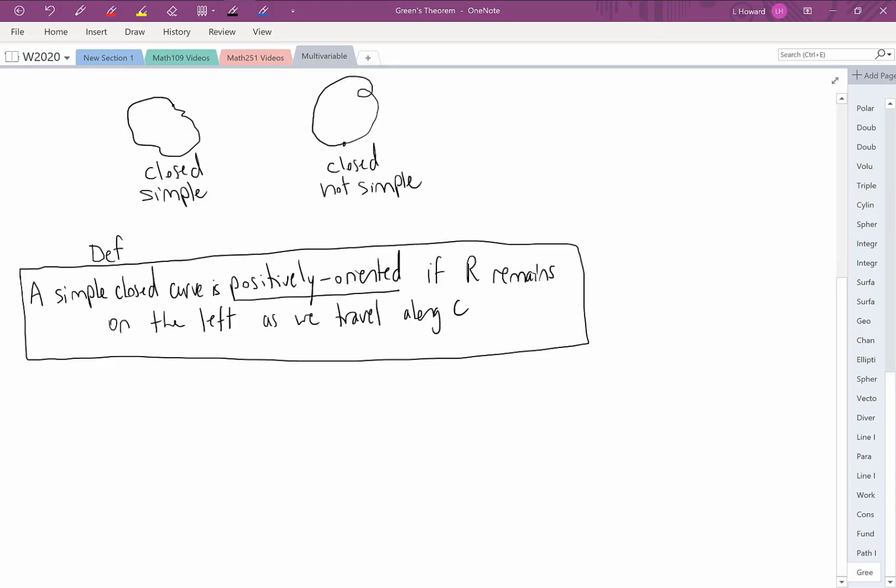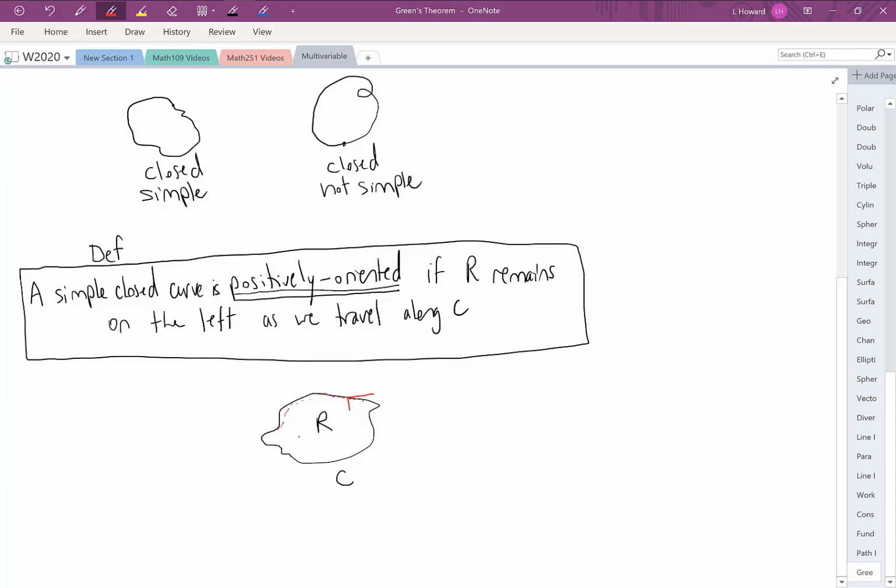One final definition around curves, we say that a simple closed curve is positively oriented if the region R remains on the left as we travel along our curve C. So let's draw a picture to understand that. So let's say here's our curve, which we'll call C. R is the region that's enclosed by the curve. And the curve is positively oriented if we travel along C this way. So if you imagine you were actually walking along the curve this way, your left arm would be pointing into the region. So you could say the region remains on your left as you travel along C.